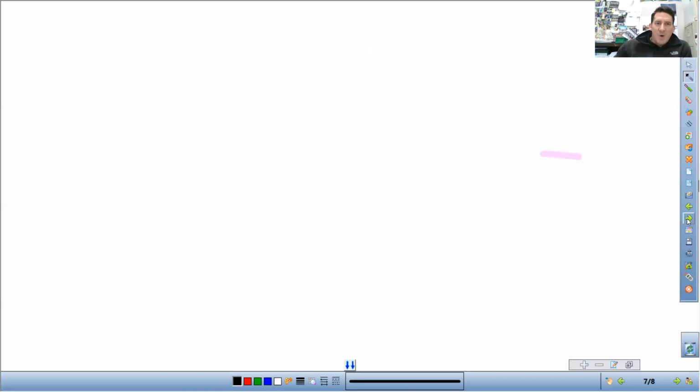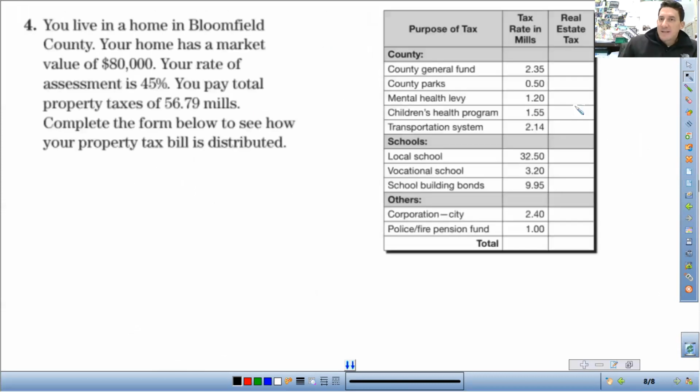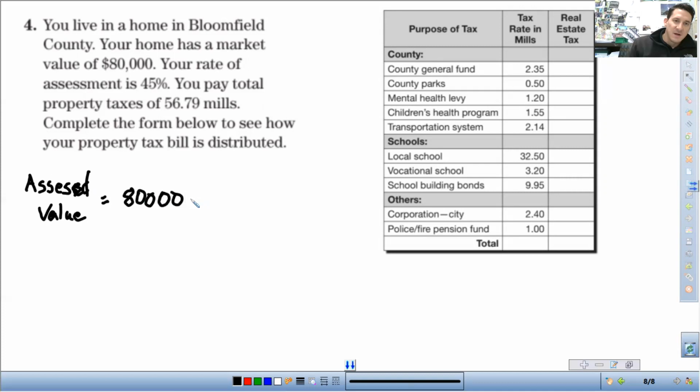There's an assignment where it breaks down where the money goes. This is a nice problem. Just want to say all these rates are in mills. To start this problem off, you need to figure out the assessed value. Your assessed value is the 80,000 times the assessment rate. Make sure you change the assessed value rate percent to a decimal. So 80,000 times 0.45 comes out to 36,000.